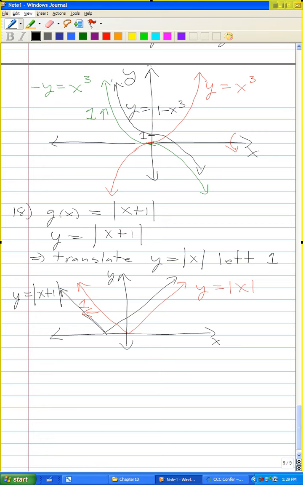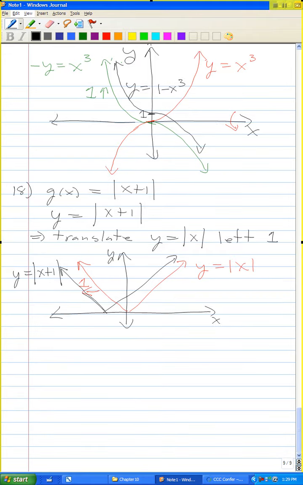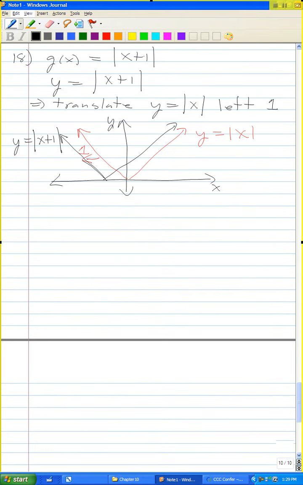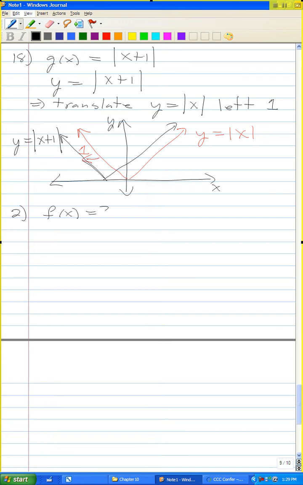Let me do problem number 2. f of x equals 3x minus 2. Of course, I know that this is just a line having slope 3 with y-intercept negative 2.